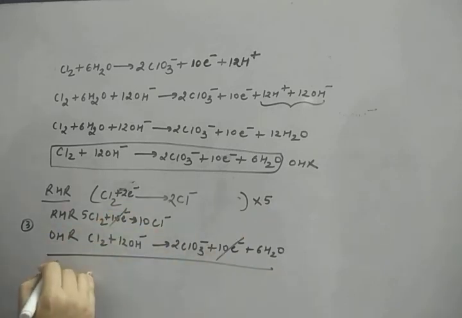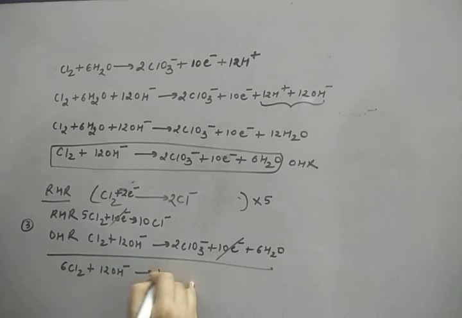So I will add the two. Electrons and electrons cancelled. 5Cl2 plus Cl2, that is 6Cl2, plus 12OH minus gives 10Cl minus plus 2ClO3 minus plus 6H2O. Okay, so this is my final balanced equation. So this is how we can balance any equation which is given to us. Okay, we can use that method also, we can use this method also. The final result will be the same.